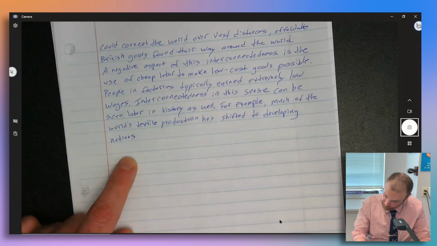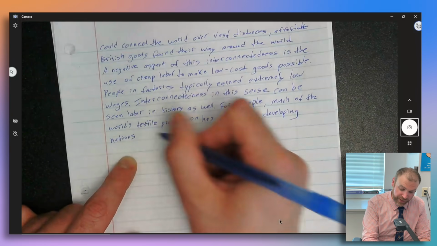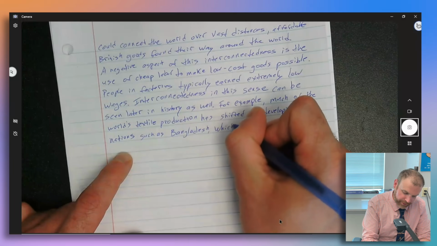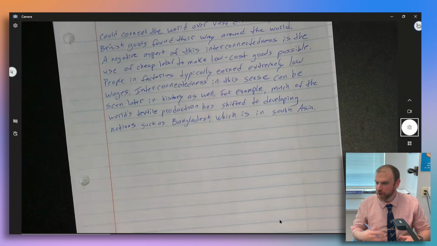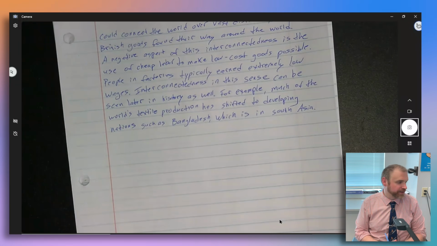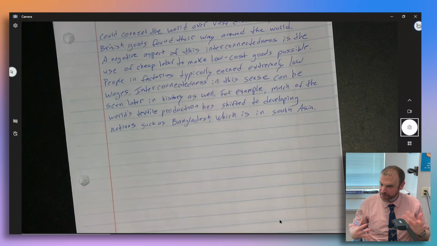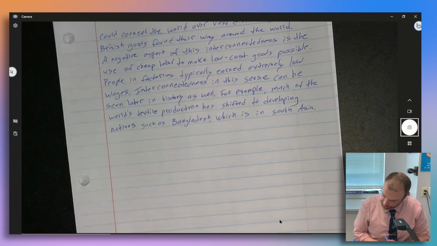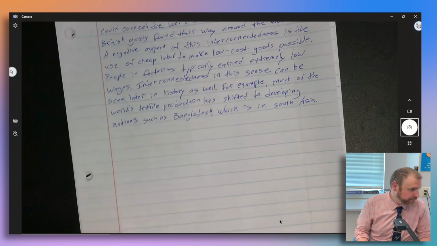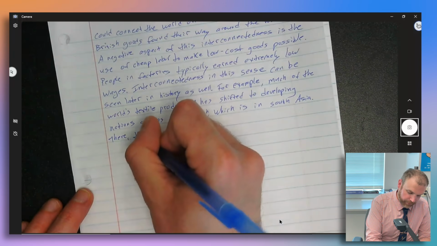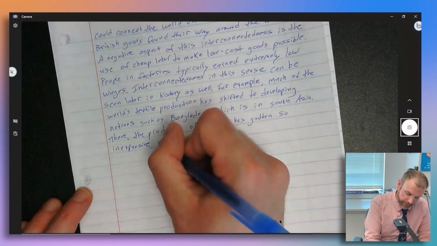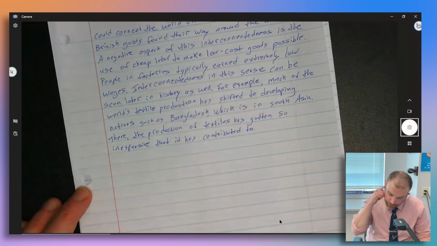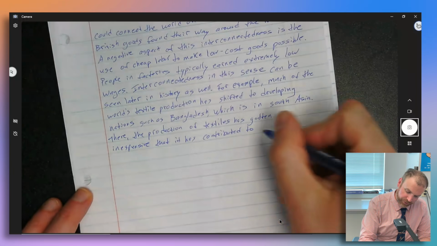Okay, so developing nations in places such as Bangladesh, which is in South Asia. I don't want to stop there. I want to talk a little bit about the problems of interconnectedness as it relates to being connected with Bangladesh to get our cheap clothing, right? So I will say there, comma, the production of textiles has gotten so inexpensive that it has contributed to the rise of the fast fashion industry.